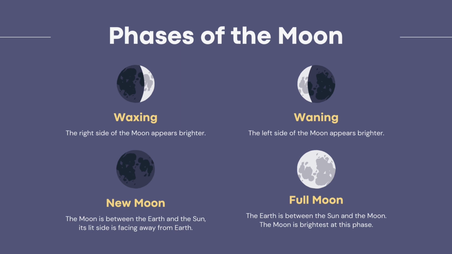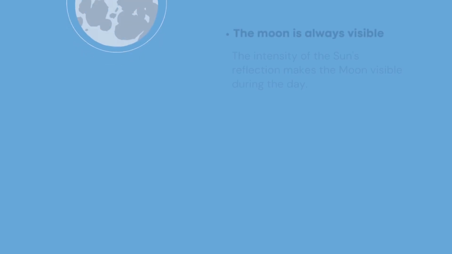And for the new moon, the moon is between the earth and the sun, so its lit side is facing away from the earth. And for the full moon, the earth is between the sun and the moon, so the moon is brightest at this phase.